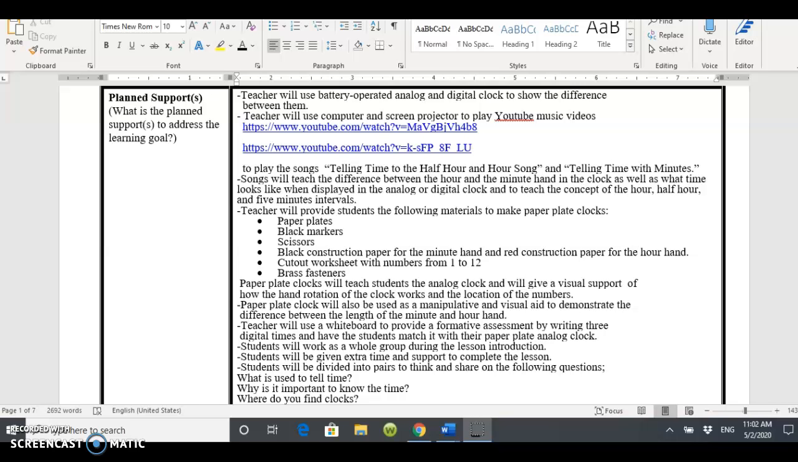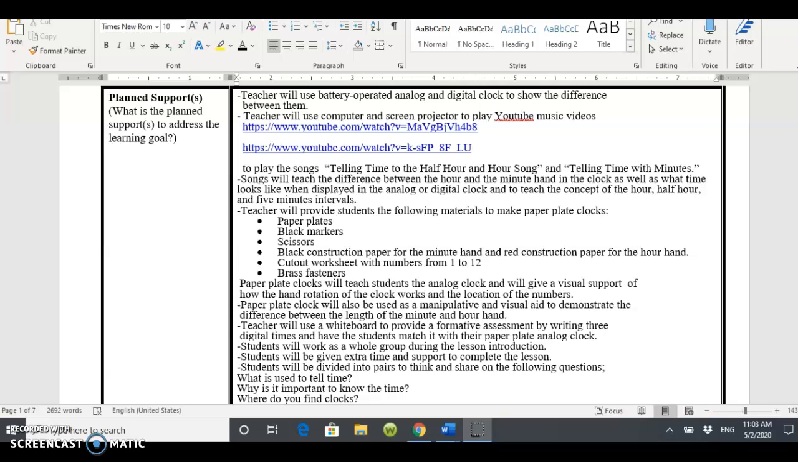Teacher will provide students with the following materials to make paper plate clocks: paper plates, black markers, scissors, black construction paper for the minute hand, and red construction paper for the hour hand. Cutout worksheets with numbers from 1 through 12, brass fasteners. Paper plate clocks will teach students the analog clock and will give a visual support of how the hand rotation of the clock works and the location of the numbers.